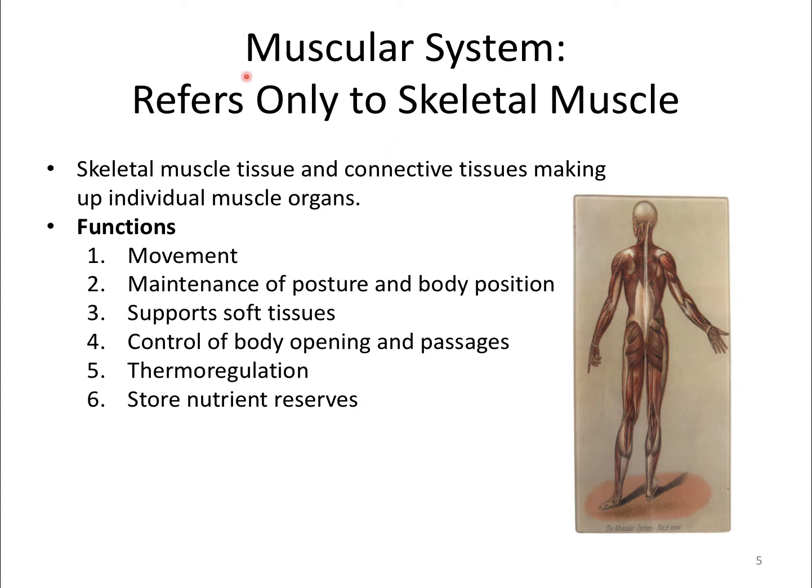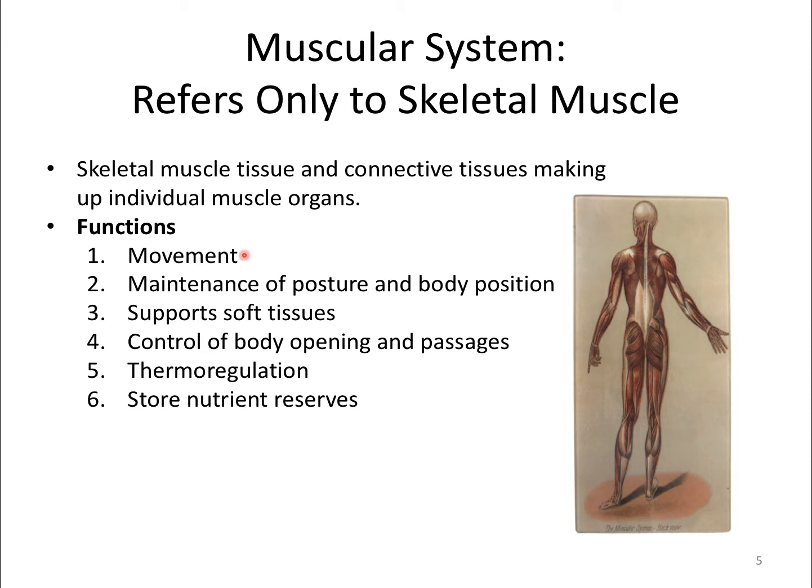So when we talk about the muscular system as a system, specifically as an organ system, we're really referring only to skeletal muscle, and it makes up a huge proportion of our mass, as you can see. So we're mostly muscle. So skeletal muscle, and it also includes connective tissues making up individual muscle organs. So each muscle has a series of connective tissue wrappings that we think of as being part of the muscular system as well. So one function is movement, of course.